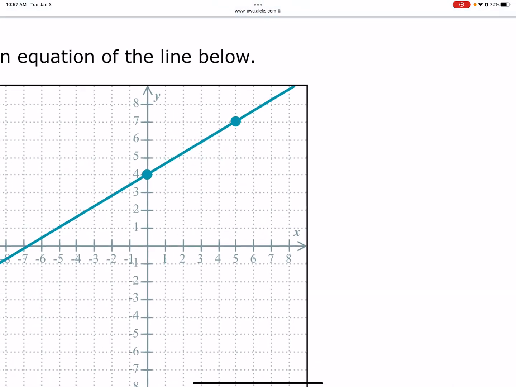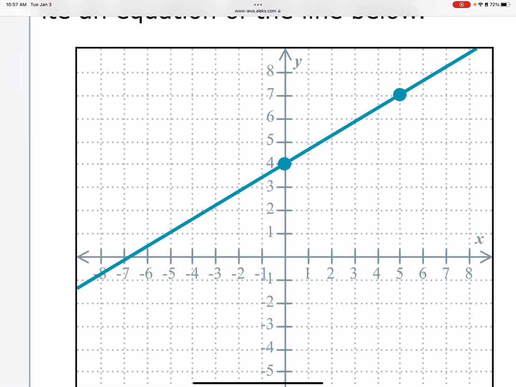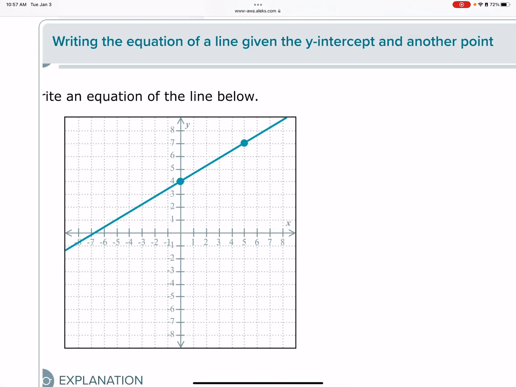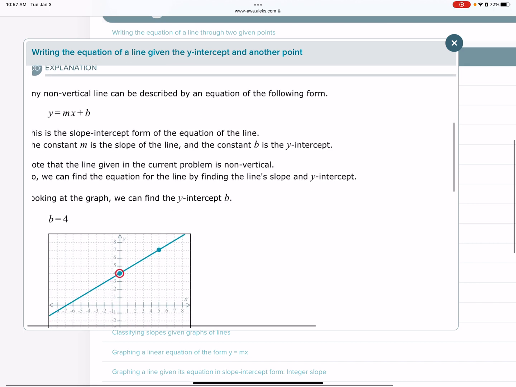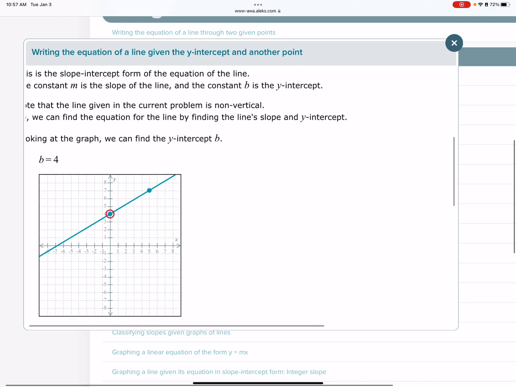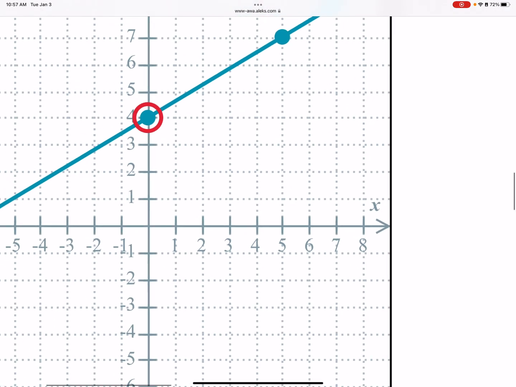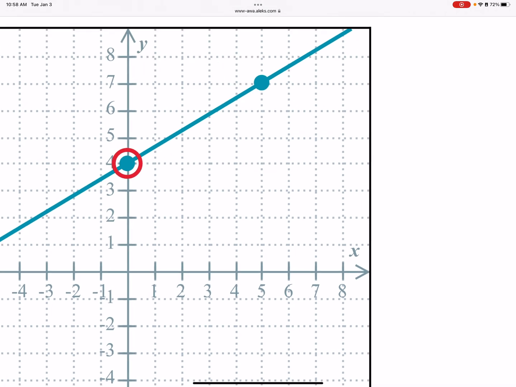So the first thing I'm going to do is, if you notice, the y-intercept is where this line crosses the y-axis, so that's at 4. So that b is going to be 4, right there. Then we're going to just choose any other point. Make sure you choose a point that goes perfectly through it. Like if you chose something around here, you can see it's not perfectly through the line. So the first one is 5, 7, and the line goes perfectly through that.